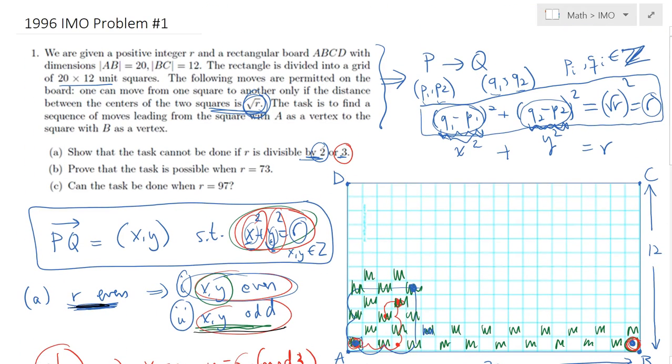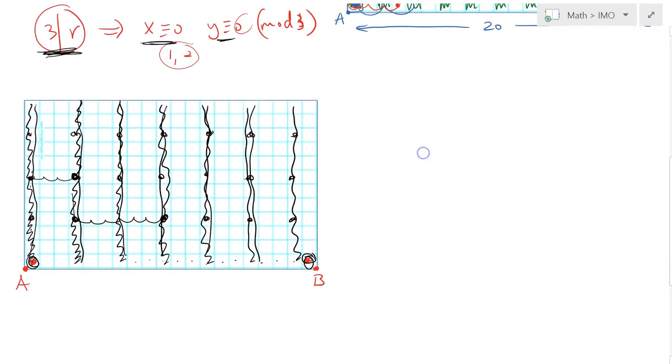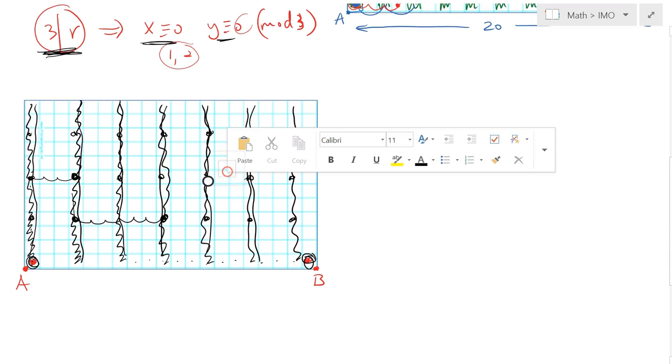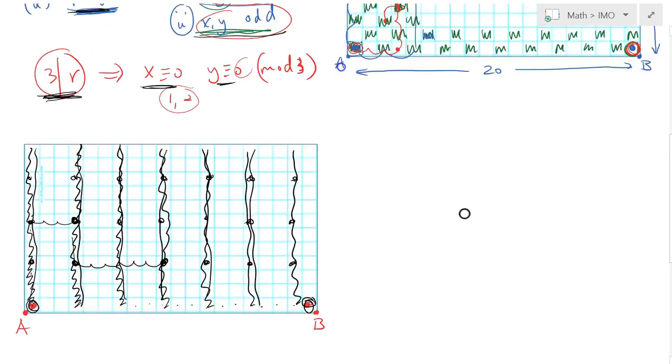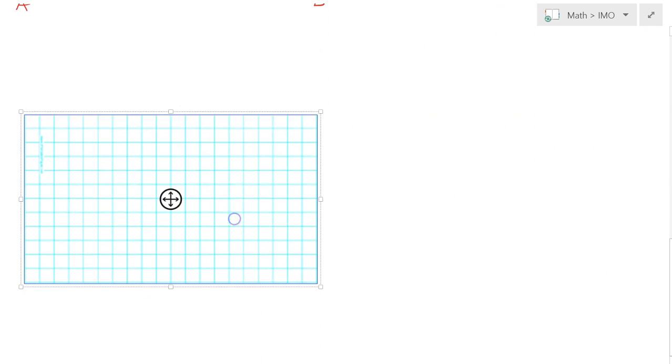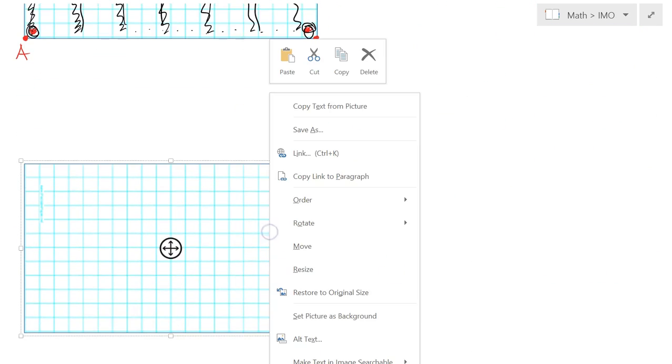So now let's have a look at the second part. We are done with the first part. Prove that the task is possible for R equal to 73. Because it's a possibility result, what we can do is just show an example. Let me go ahead and do that. Let me just copy this shape one more time.